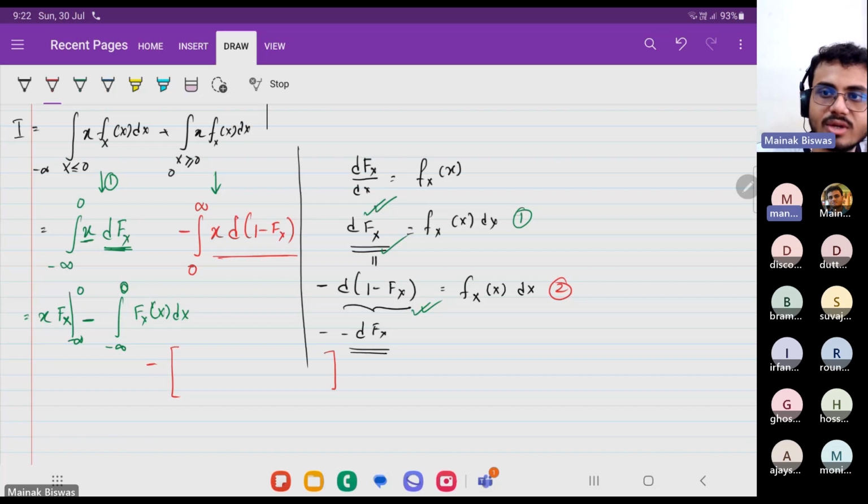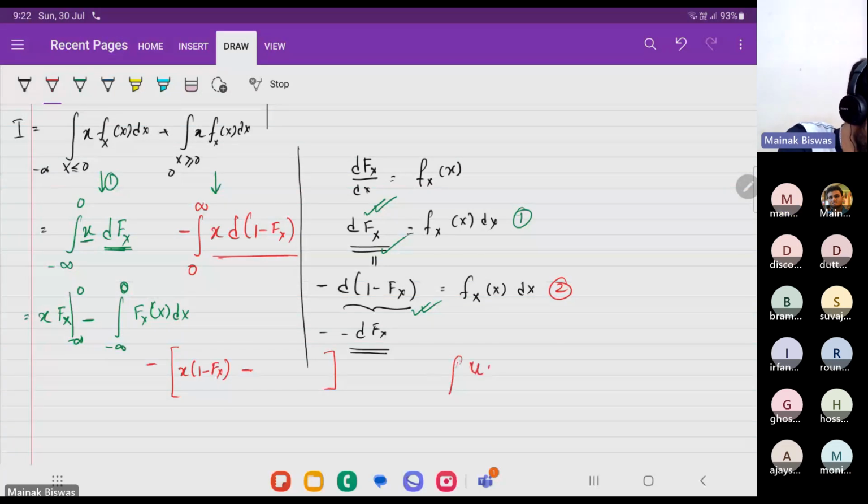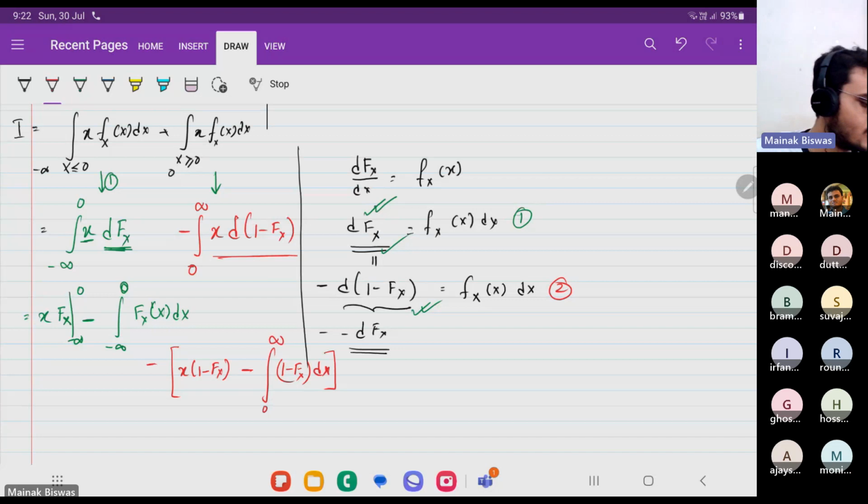Which one will I integrate? Which one? Okay, x times 1 minus F(x). Yes. Plus the integration from 0 to infinity of 1 minus F(x). Right? Integral of uv. Yes. I had taken it out of the bracket. It's okay. So minus the integral from 0 to infinity of 1 minus F(x). Yes. Very good. Because these will become 1 on differentiation.